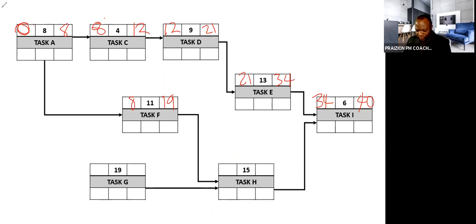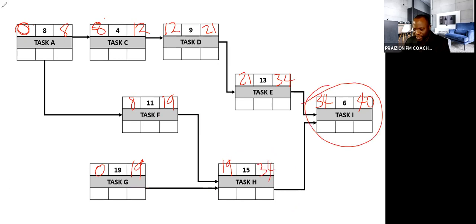We need to solve G. So G starts off at 0. We have a 19 here. We have two 19s, which means what goes in here is going to be exactly the same. So we put the 19 in here, 34 here.